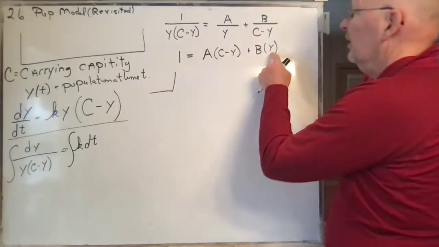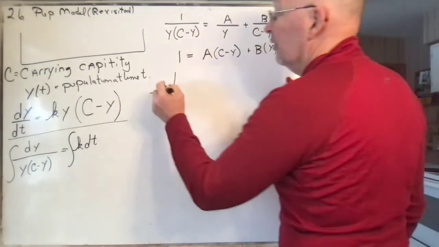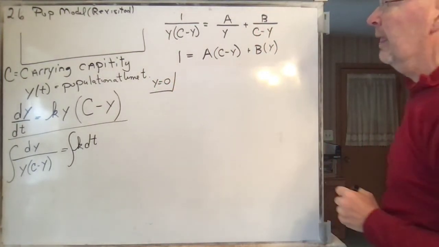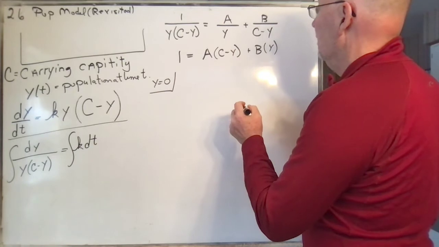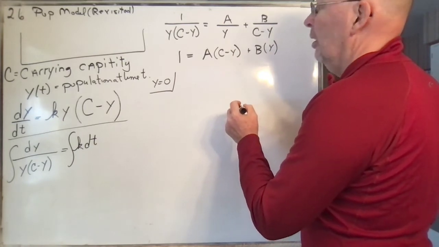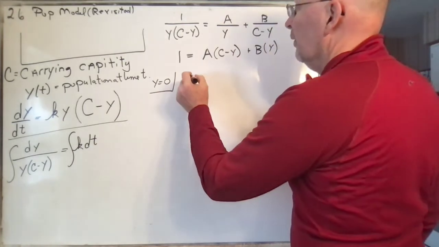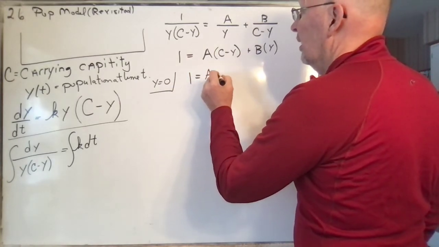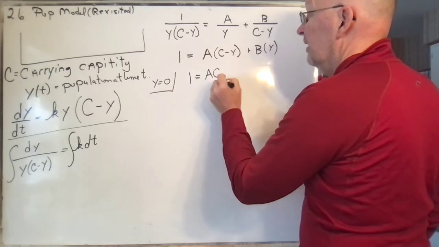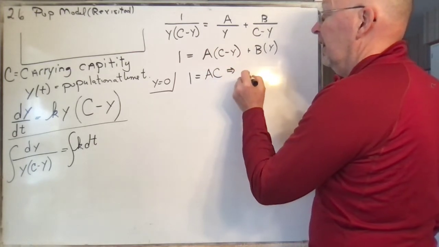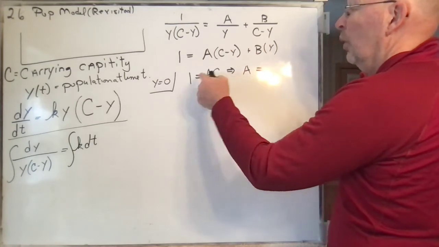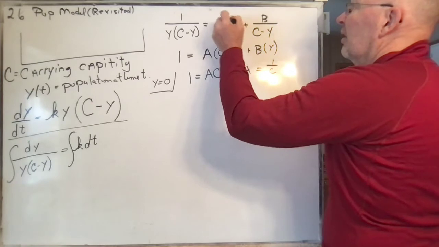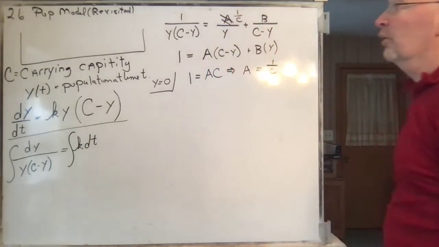So easiest way to do it is, first of all, let's let y be equal to 0. If y is equal to 0, then we're going to get 1 over here is equal to a, and y is equal to 0, a times c, which tells me that a is equal to 1 over c. Agreed? A is equal to 1 over c. So that thing is just going to become 1 over c right there.